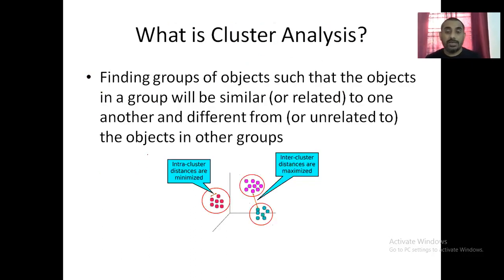Here is an example. You just see this is the intra-cluster distance. Here you can see this is the inter-cluster distance. So intra-cluster distance must be minimum and inter-cluster distance must be maximum, so that we can say the cluster is good.